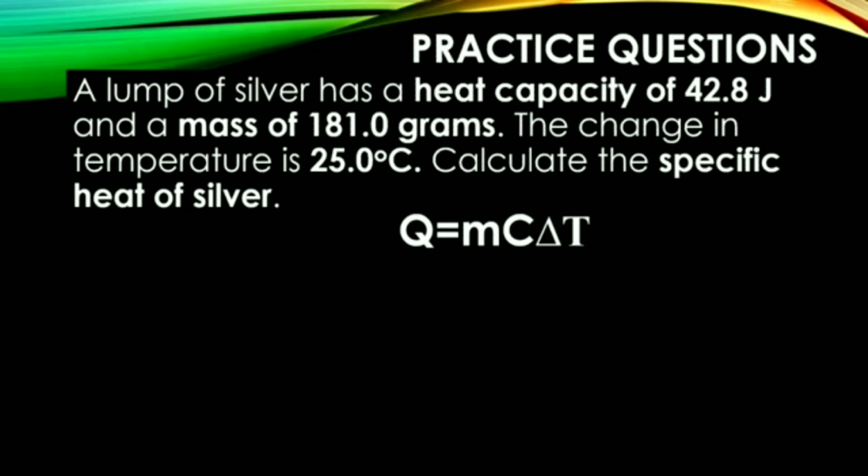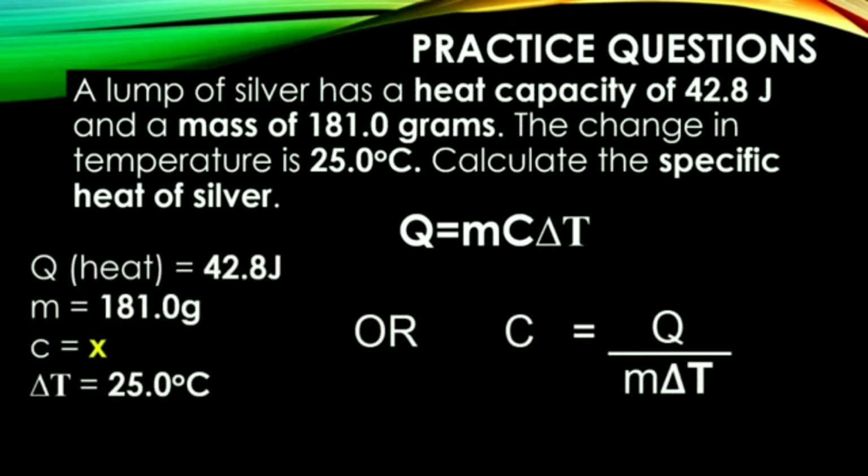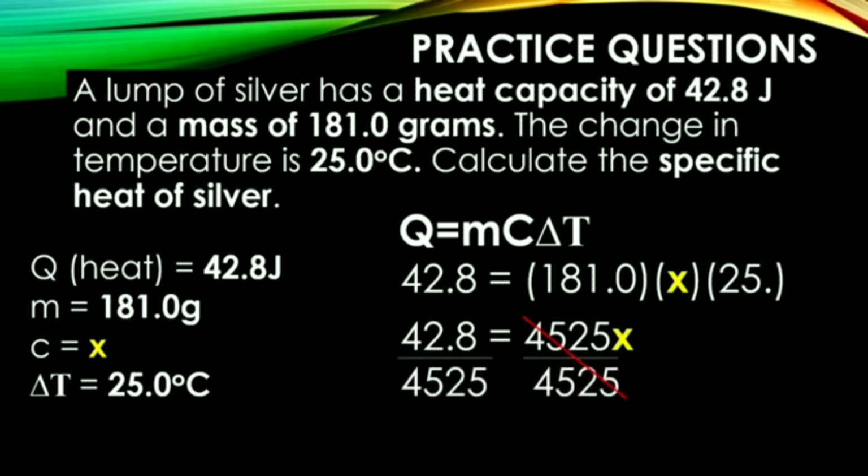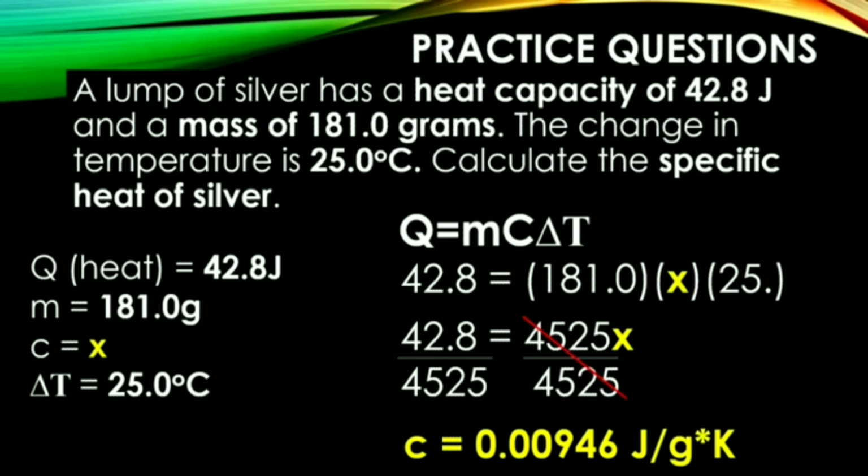In this example, a lump of silver has a heat capacity of 42 joules and a mass of 181 grams. The change in temperature is 25. The first thing you must do is set up a variable table. We are given heat, mass, and the change in temperature. Because we are not dealing with water, we cannot use this heat capacity of 4.18. We substitute and solve. Notice that silver has a very small heat capacity, meaning it quickly heats up.